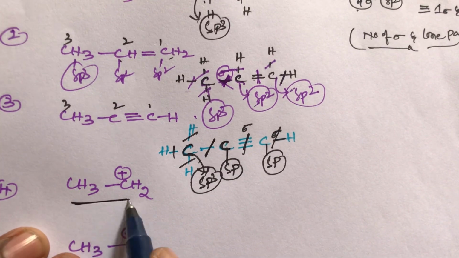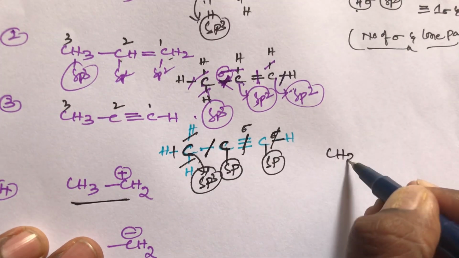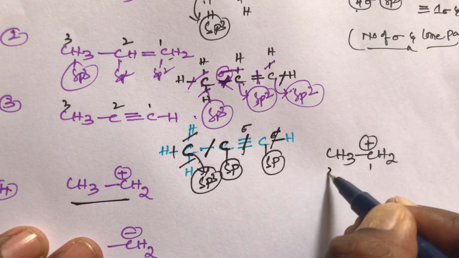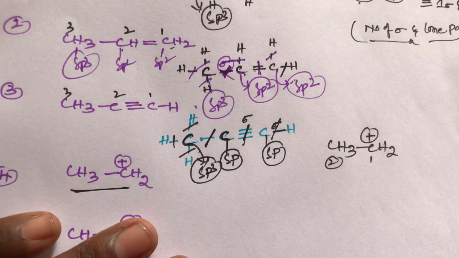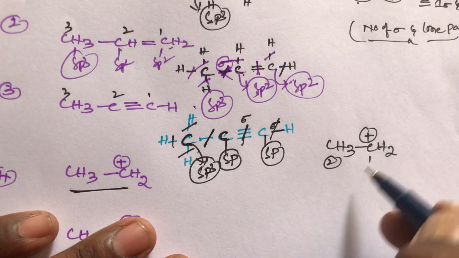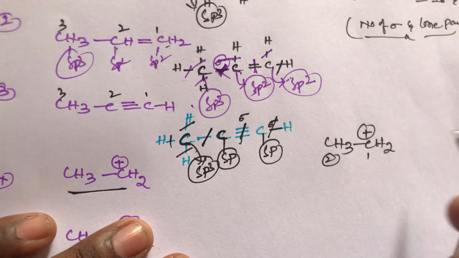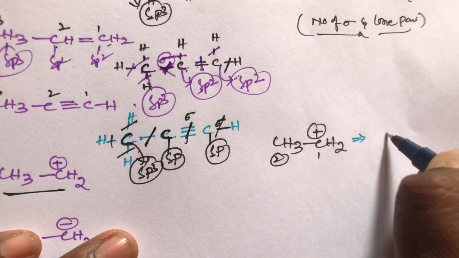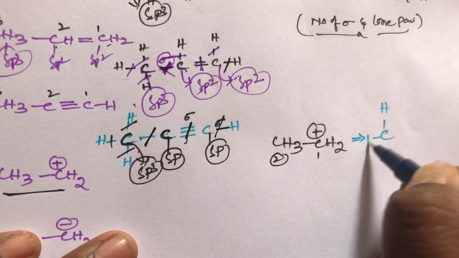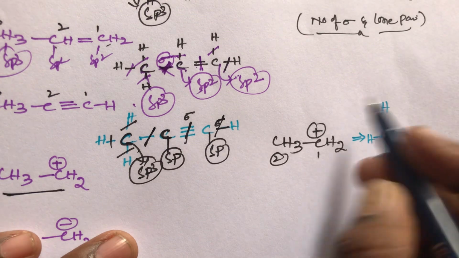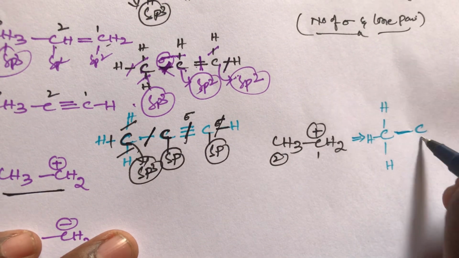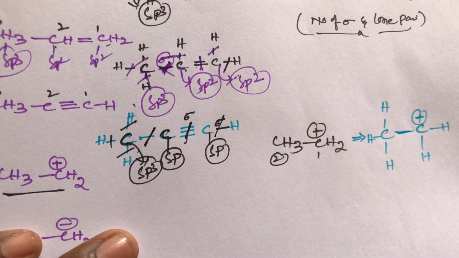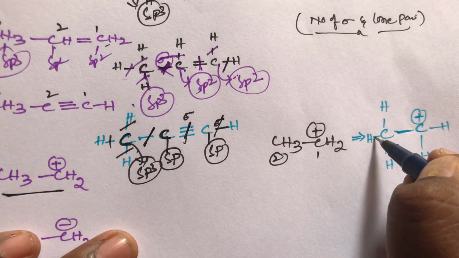Now the next one, fourth example, student. I am writing here the fourth example, CH3 CH2 plus. This is the first carbon, this is the second carbon. We need the hybridization of the first and second carbon. First I am writing the skeleton structure, student. This carbon has 3 hydrogens. This carbon has only 2 hydrogens, here 1 hydrogen and here 1 hydrogen, and the positive charge is there, there is a deficiency. So what I said, student, how many sigma bonds does this carbon have?